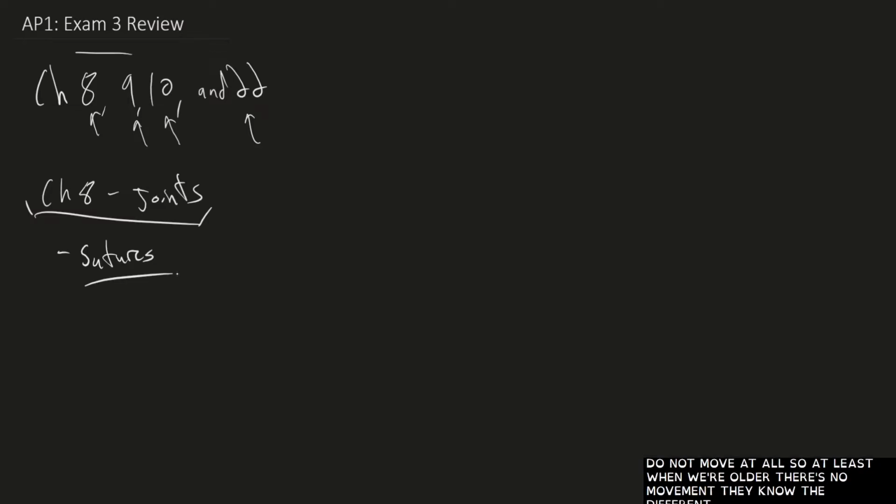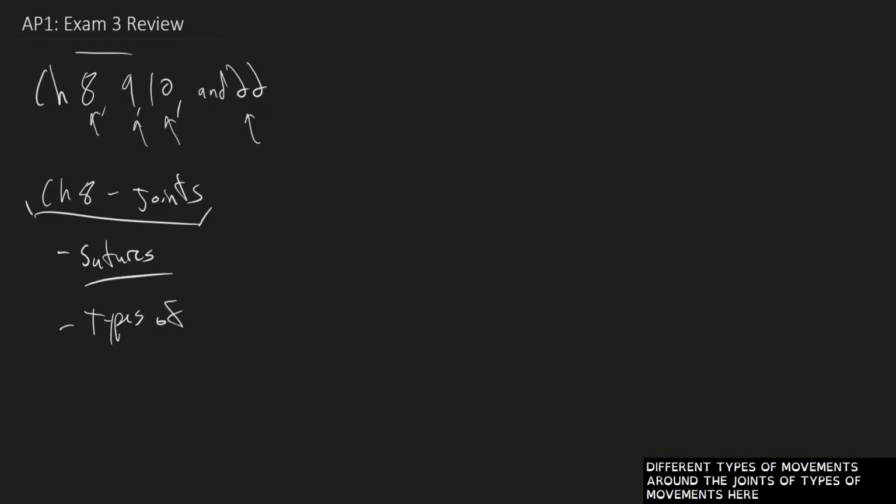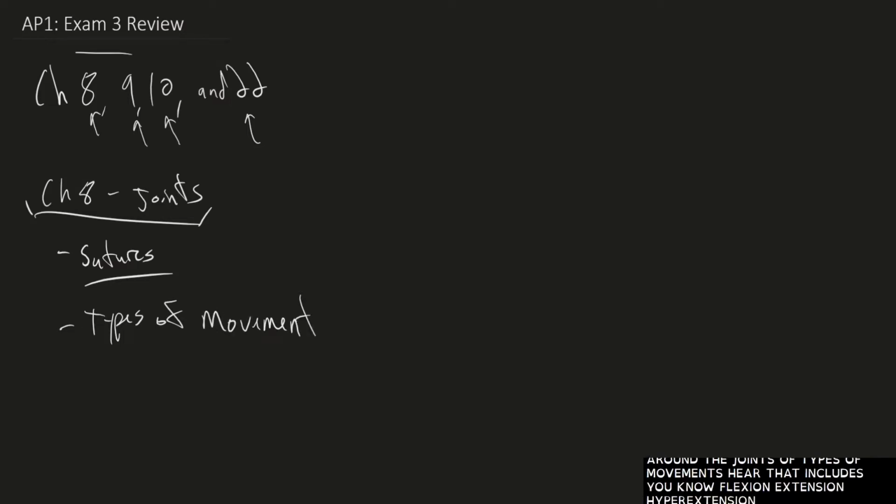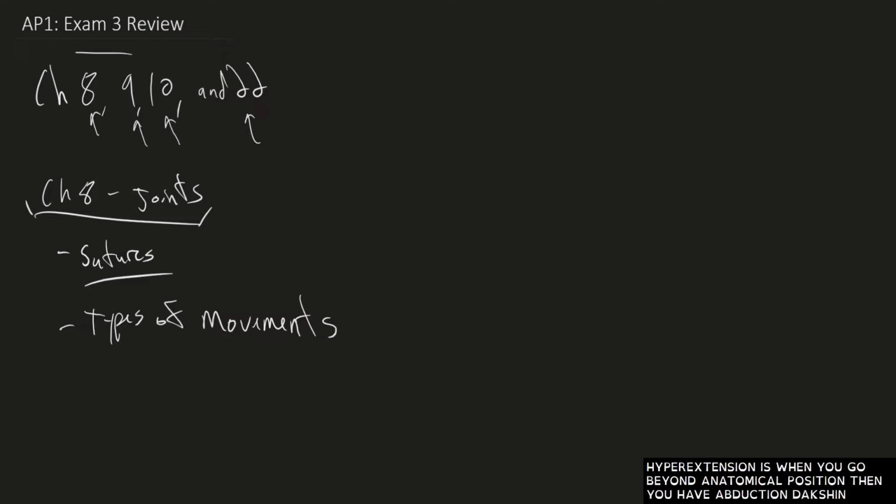Then know the different types of movements around the joints. That includes flexion, extension, and hyperextension, which is when you go beyond anatomical position. Then you have abduction and adduction. Adduction is going towards the midline, abduction is going away from the midline. Then circumduction, pronation, supination, dorsiflexion, plantar flexion, etc. Make sure you understand all those movements so that if I put them in a question, you know what I'm asking, or if I'm asking for one of those as an answer.